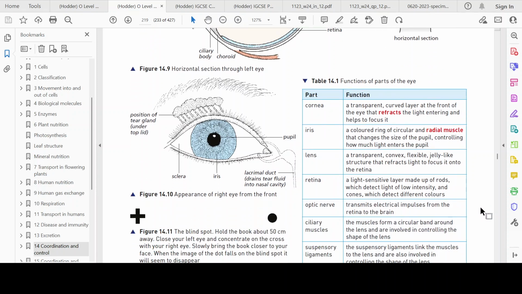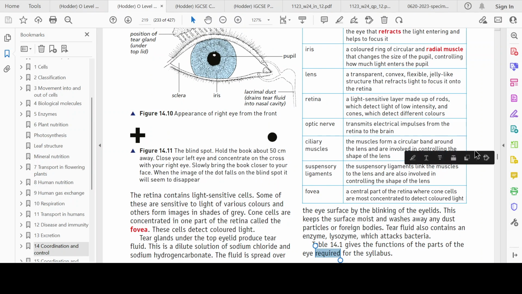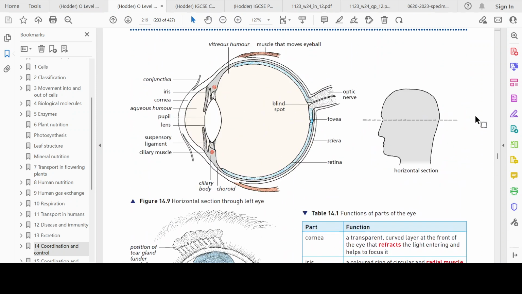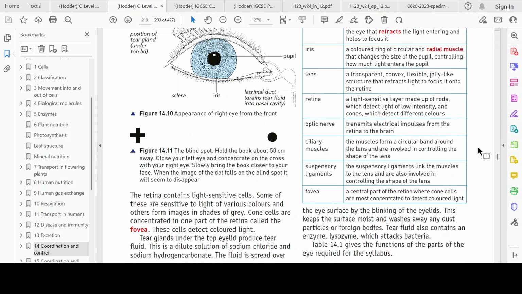On the retina, let's talk about the fovea, a central part of the retina where the cones are most concentrated to detect colored light. Most of the cones of the eye, the color-detecting receptors, are found here at the fovea. What are we missing? We also have the optic nerve, which transmits electrical impulses from the retina to the brain. That's where the blind spot is, because it does not have any receptors.